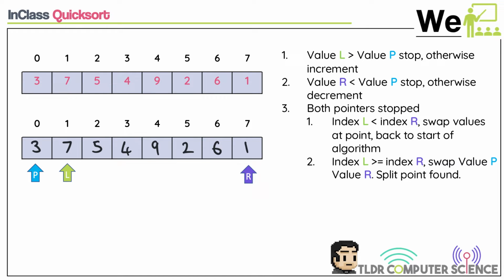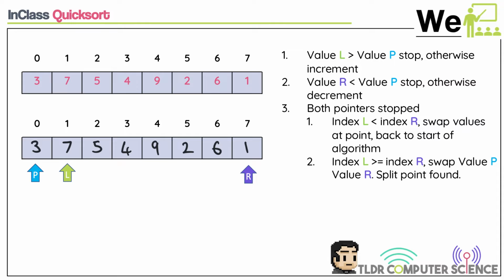What does the algorithm say? It says, look at the value at L, so that's 7. Is that higher than the value at P? Yes, it is. So we stop. What we would do if it was less than is that we'd increment it. In this case, we're not going to do that. We stop. We'll then go down to the next one. Value at R. So R is the value 1. Is it less than the value at P? So it's less than 3. 1 is also less than 3. So we also stop.